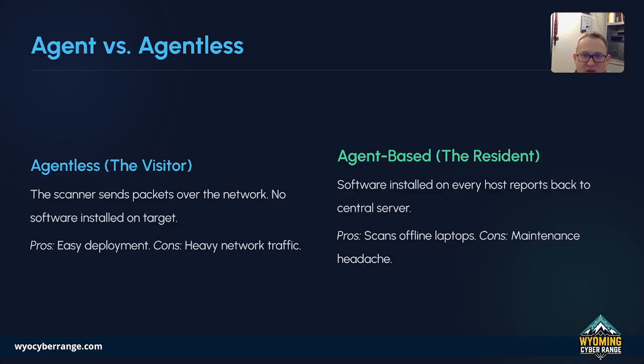Now, we can also look at agentless. Agentless is started by the scanner itself. The scanner is touching every endpoint on your network, causing heavy network traffic. It makes for easy deployment because it has no installation, but it can cause bottlenecks within the network.